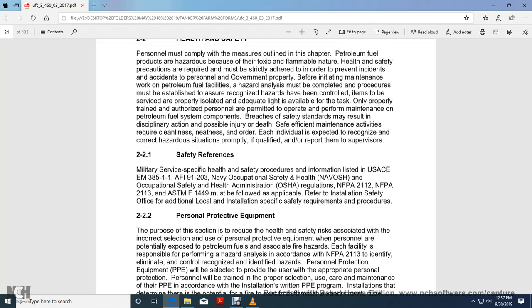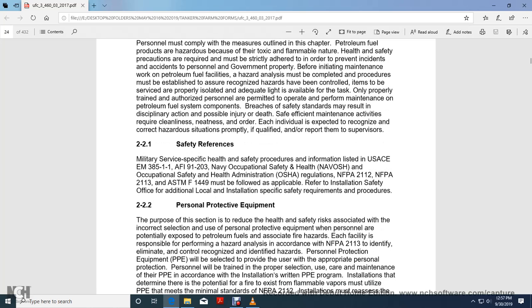2.2.1 Safety References. Military service specific health and safety procedures or information, including U.S. Army Corps of Engineers EM 385-1-1, AFI 91-203, Navy Occupational Safety and Health, Occupational Safety and Health Administration (OSHA) regulations, National Fire Protection Association 2112, National Fire Protection Association 2113, and ASTM F1449, must be filed with, and are applicable to, the installation safety officer for local installation specific safety requirements and procedures.